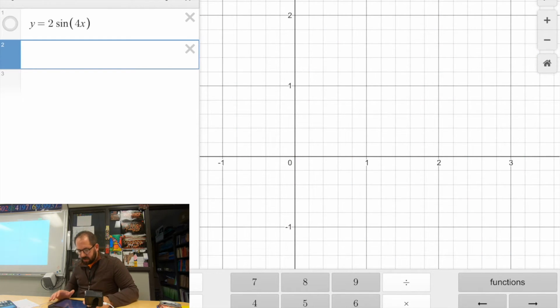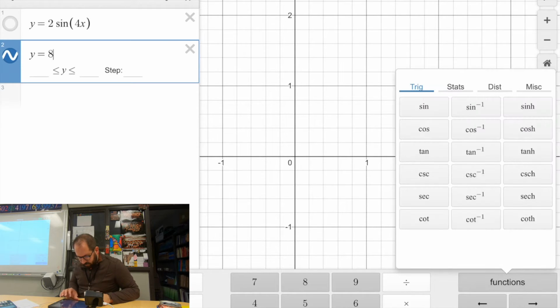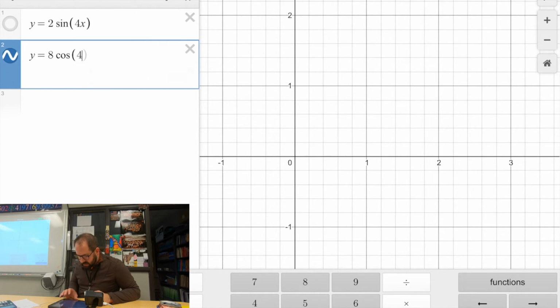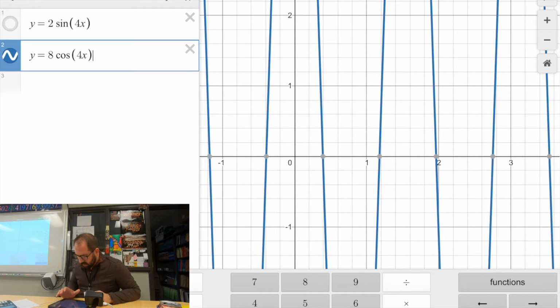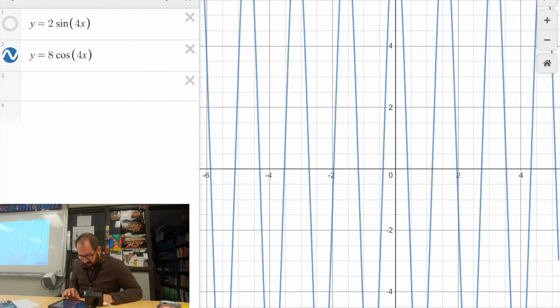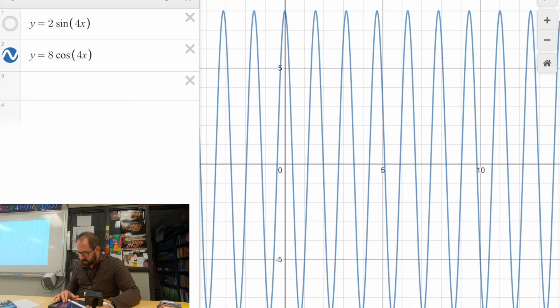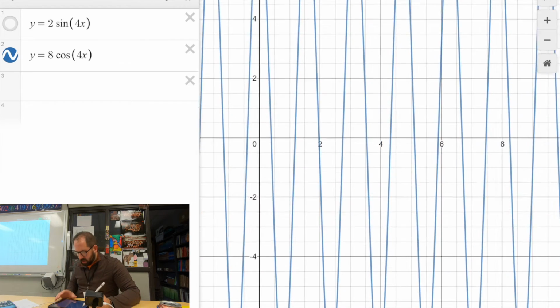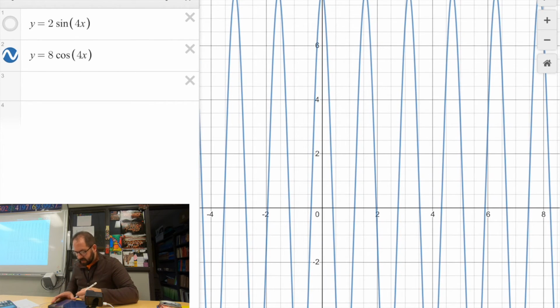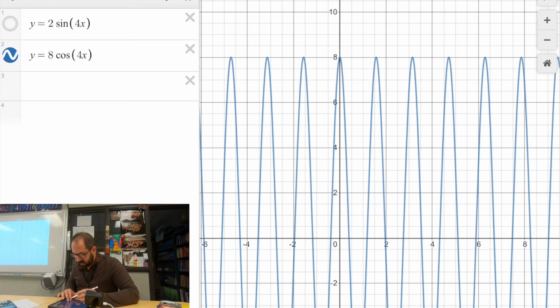Okay, so let's go to Desmos. I'm going to turn this graph off. Let's turn on y equals 8 cosine of 4x. Close the parenthesis. Whoa, let's zoom out a little bit. Because the 8 stretches it a little more, it's not quite perfectly to scale. And if I zoom in, it is a cosine graph.